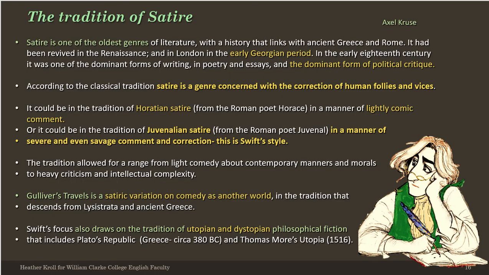Okay, so let's have a little look at the tradition of satire, because that's really important to understand the form. This is again more information by the fabulous Axel Cruz. Thanks, Axel. Satire is one of the oldest genres of literature, with a history that links with ancient Greece and Rome. So it's a really old tradition. It had been revived in the Renaissance, and of course the Age of Reason or the Enlightenment follows the Renaissance, and in London in the early Georgian period. That's the period of Swift.